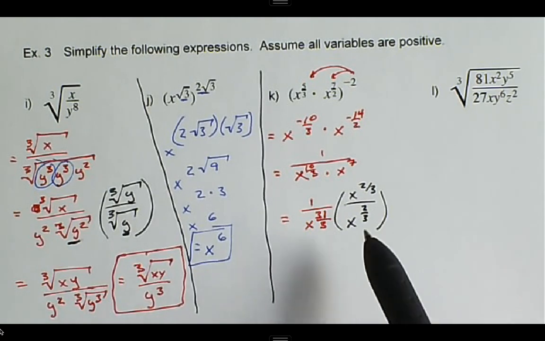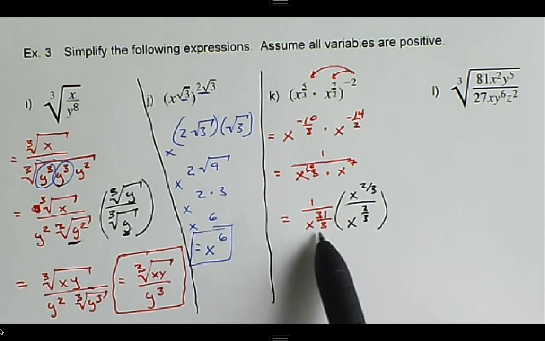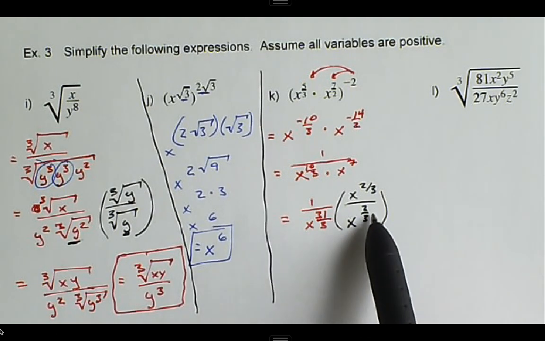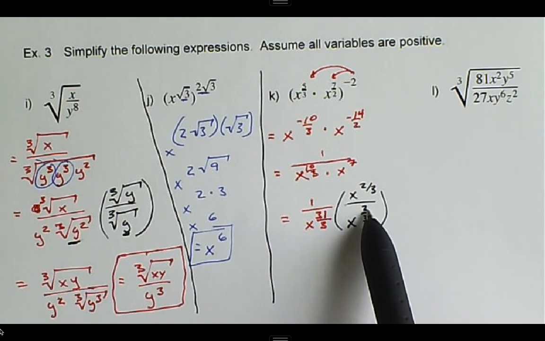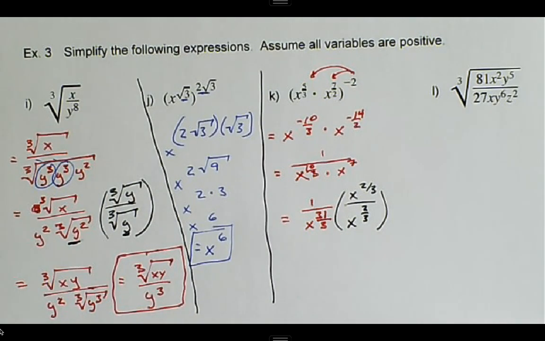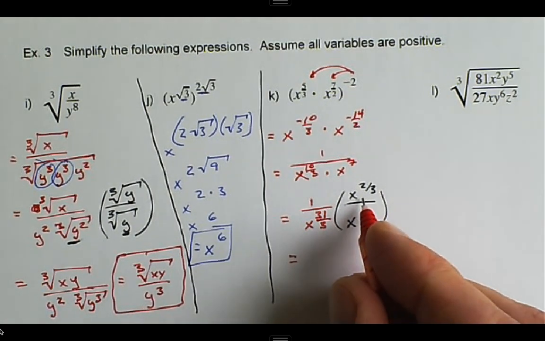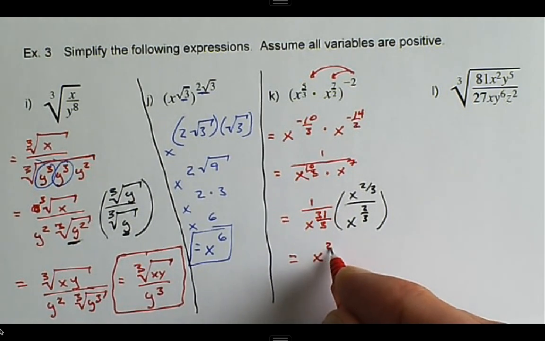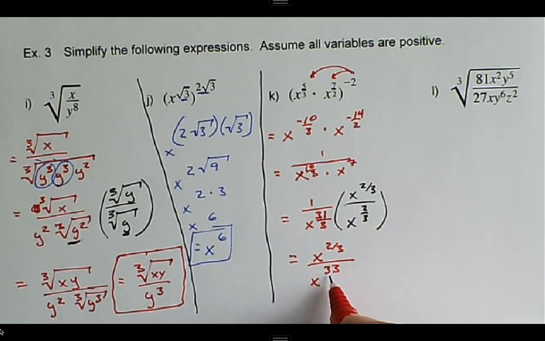This is equal to 1, so it's not going to change the value here. And when we have two bases joined by multiplication, we can add the exponents. So in this case, 1/3 and 2/3 becomes 3/3. So the numerator just stays 1 times x to the 2/3, which is x to the 2/3. And in the denominator, we get x to the 33/3.